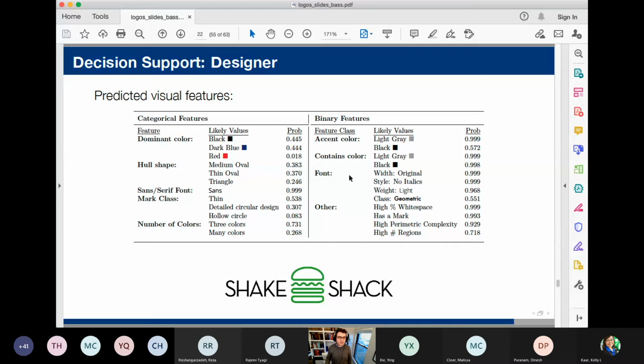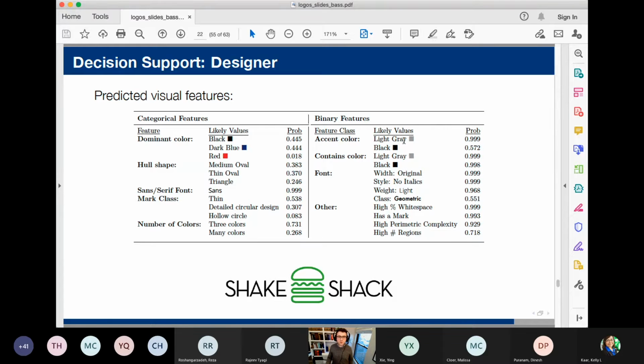The model produces a bunch of features that are, in some sense, consistent with the reality of Shake Shack. Remember, Shake Shack wasn't one of the firms in our data. We're just using this as a hypothetical. But nonetheless, we see, for instance, that the model suggests that the firm's logo would have a dominant black color. We see that the shape of it would be a medium oval as opposed to that square design that we saw in many of the other firms. We see the font would be sans serif, which indeed it is, although that's typical for a lot of restaurants. We see that it would either have many colors or 3 colors. This is a departure from reality here.